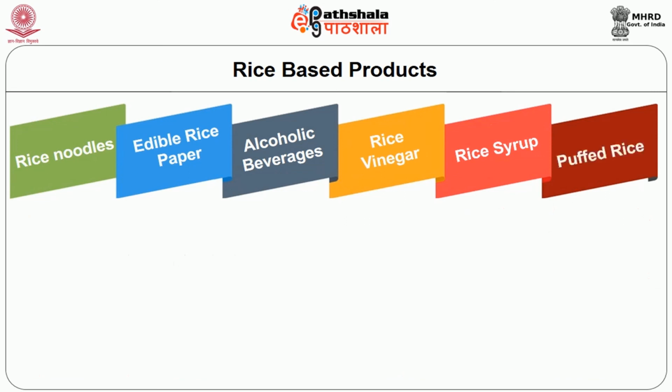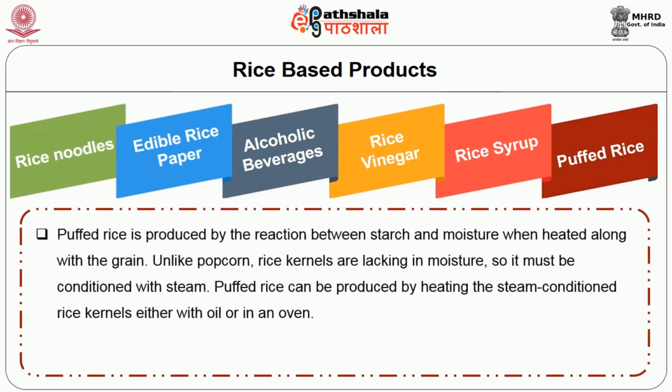Puffed rice, it's a very common traditional product. Puffed rice is produced by the reaction between the starch and moisture when heated along with the grain. Unlike popcorn, rice kernels are lacking in moisture, so it must be conditioned with steam. Puffed rice can be produced by heating the steam conditioned rice kernels either with oil or in an oven.